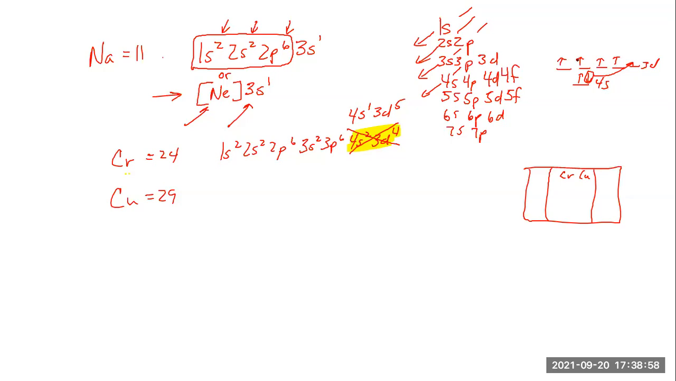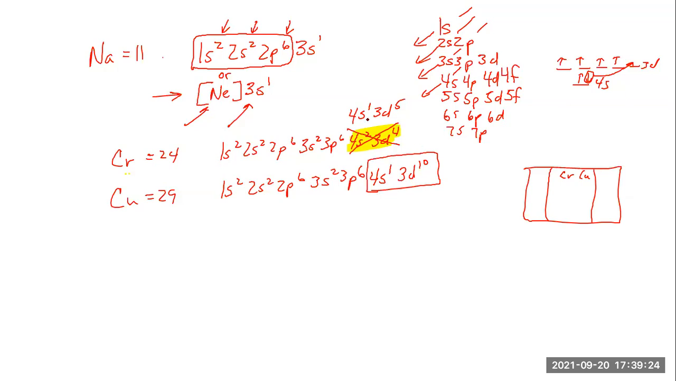It also basically maximizes the parallel spin in all those orbitals, so that's very helpful. Copper is kind of the same deal: 1s2, 2s2, 2p6, 3s2, 3p6, and now it has the same sort of exception, 4s1, 3d10. So that kind of fills it up.